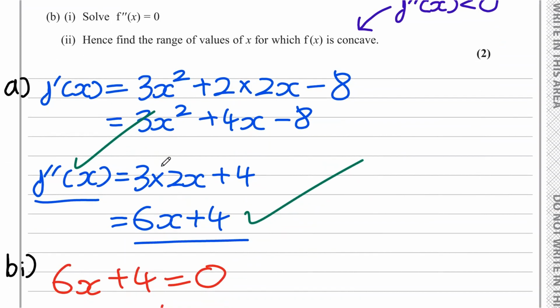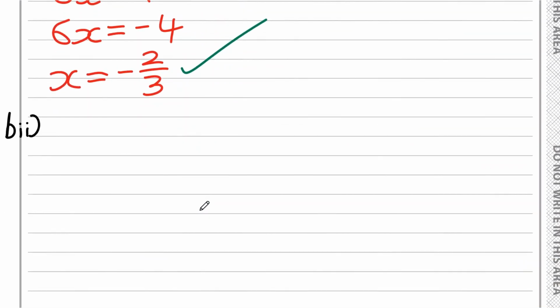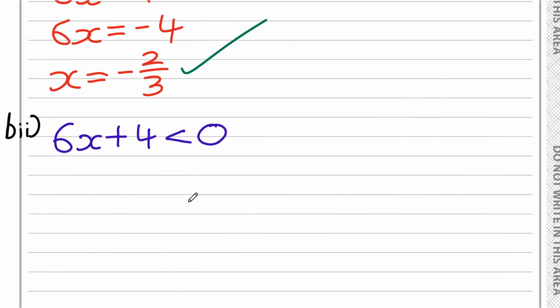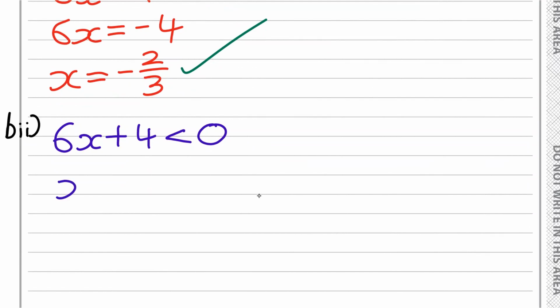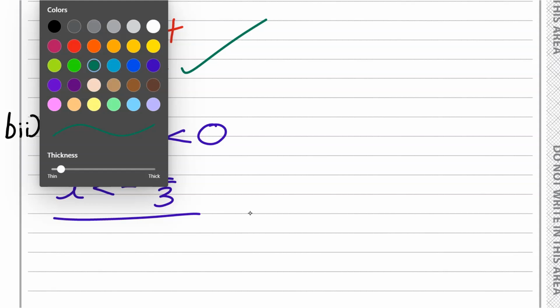So therefore, as we figured out in part A, f''(x) is 6x plus 4, we're going to set this 6x plus 4 less than 0 like this here, and then if we rearrange it in the same way that we did in the first part of B, we would get that x is less than minus 2 over 3. So therefore this is the answer. f of x is concave when x is less than minus 2 over 3, and this will get you 1 mark.